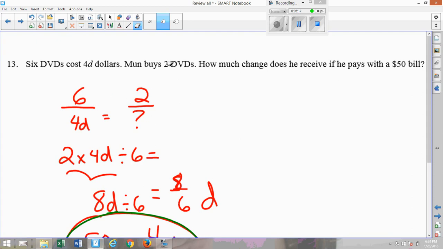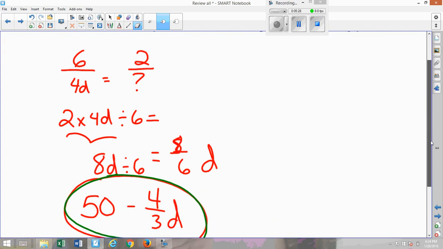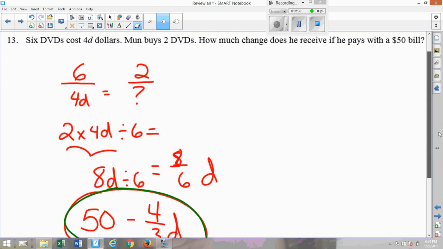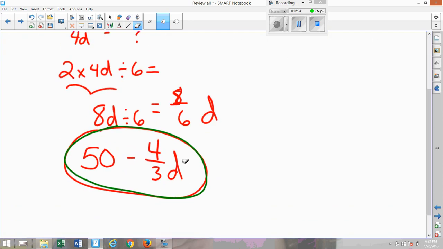Well, you could crisscross divide here, and you'd get 2 times 4D, and you get 8D divided by 6. And I just put it over here, which is 8 over 6 times D. Now, here's the problem. He started with $50. So you got to subtract this whole thing from 50. So I got 50 minus 4/3 D.